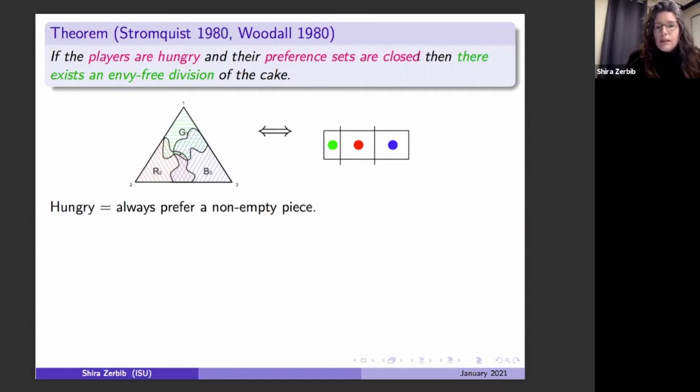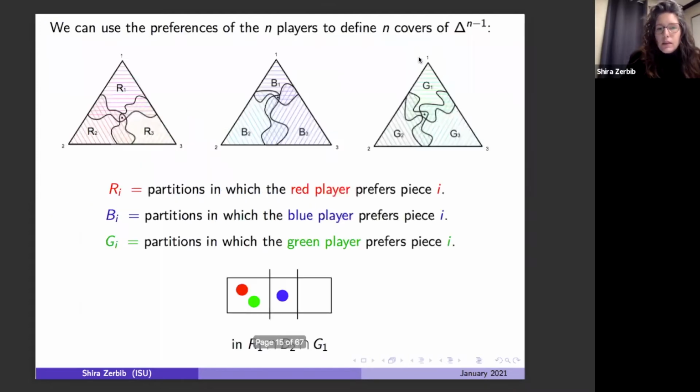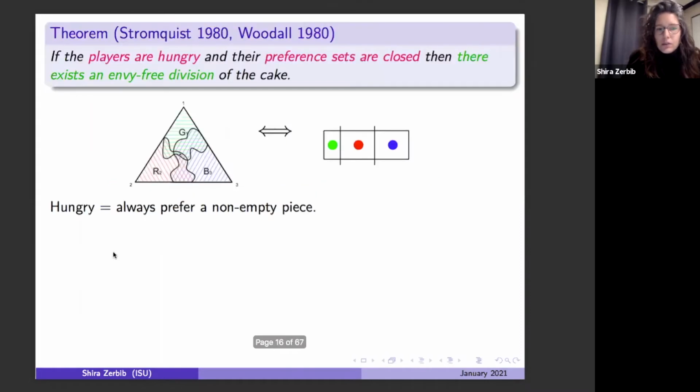So preference sets are closed, meaning just that these Ri, Bi, Gi are closed. What does it mean that the players are hungry? It means that whenever I introduce a partition, each player wants something to eat. He is hungry, or she is hungry, so they don't want an empty piece.